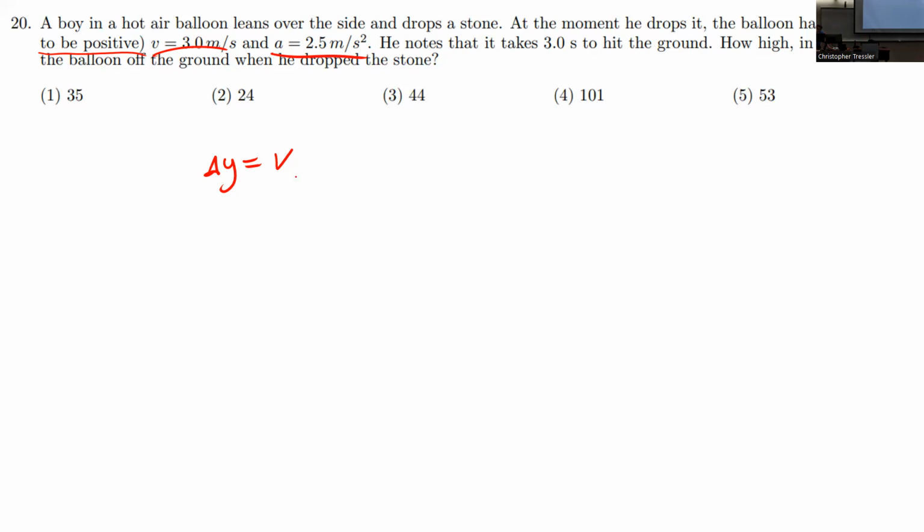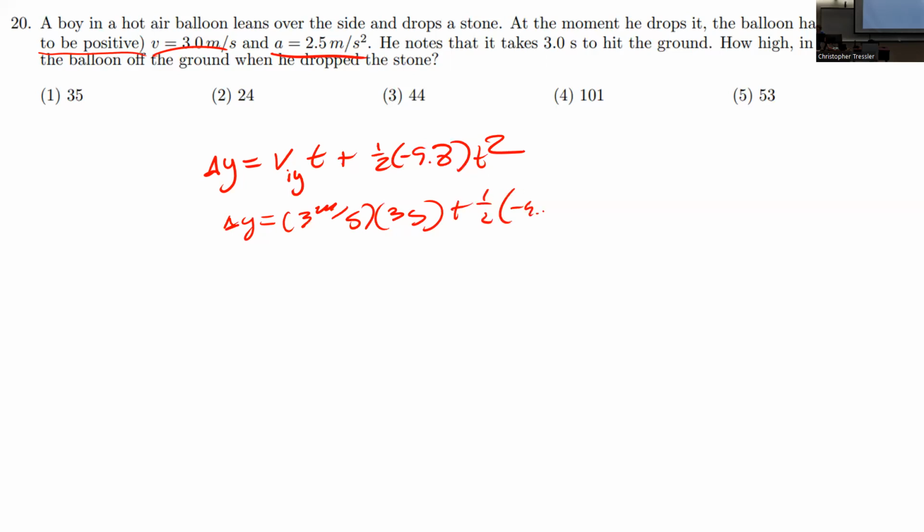So anyways, we're gonna solve this real quick. Let's see. We're gonna say change in y equals v initial times time plus 1/2 times negative 9.8 times time squared. So the velocity initial is 3 meters per second times the time, which is 3 seconds, plus 1/2 times negative 9.8 meters per second squared times 3 seconds squared. So it's 3 times 3 minus 0.5 times 9.8 times 9. We get that the change in y is negative 35.1 meters.